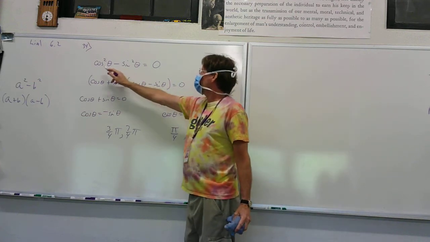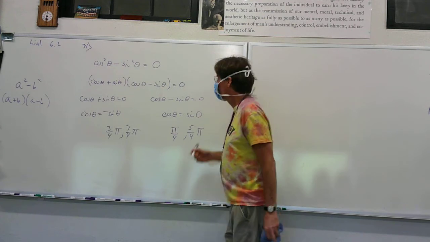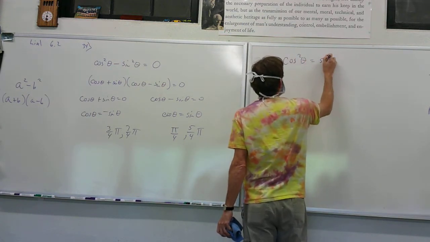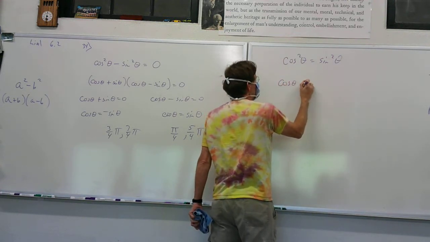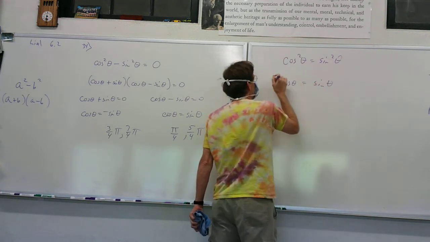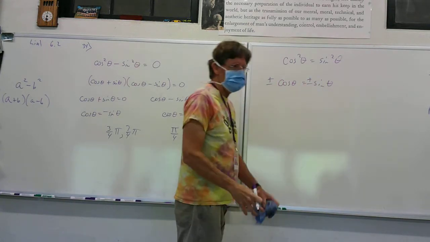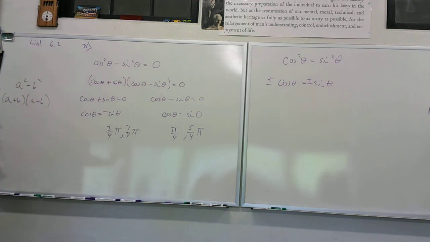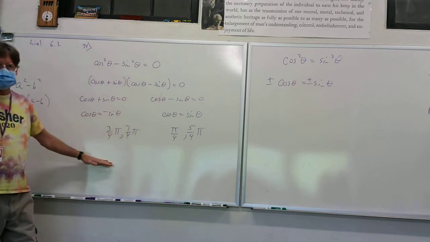Everybody agree you can make cosine squared theta equal sine squared theta? Then you could take the square root. And you would get cosine theta equals sine theta, but you got to remember you took the square root, so they could be what? And then, where are they equal or have the positive or negative of each other? You'd get the exact same four solutions.